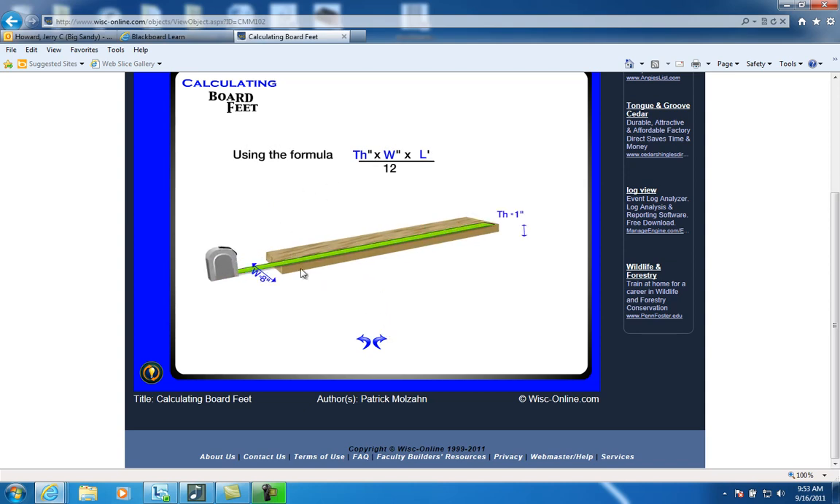Like this board here, 8 inches in width, 8 inches in length, and 1 inch thick. All you have to do is take the width in inches, the length in feet, and the thickness in inches. So it'll be 1 times 8 times 8. Divide it by 12, you get 5.3 board feet. That's how many board feet is in this one board.